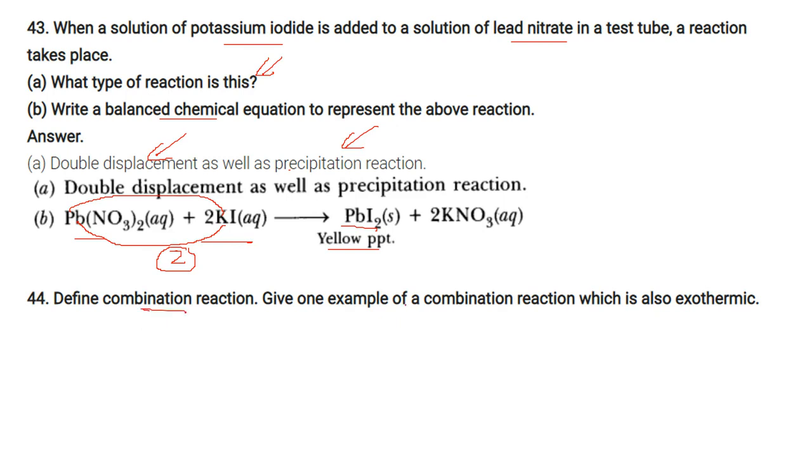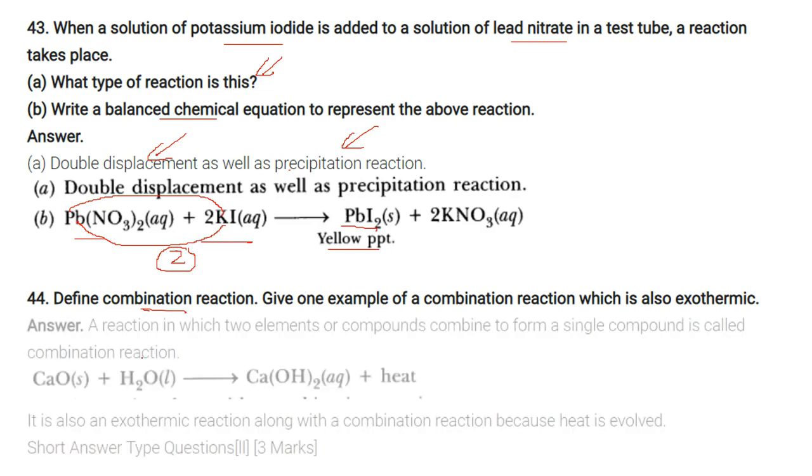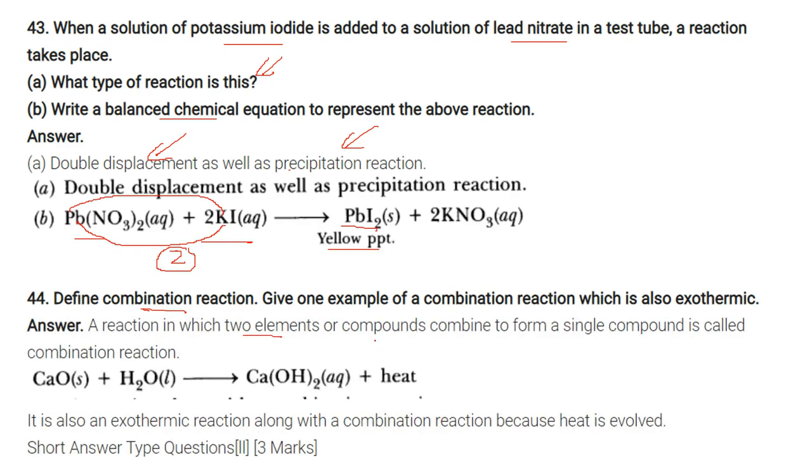Define combination reaction. Give an example of a combination reaction which is also exothermic. Combination means two or more substances combine together to form a single compound. So a reaction in which two elements or compounds combine to form a single compound is known as a combination reaction. See, calcium oxide combined with water gives you calcium hydroxide along with some heat, and because of this heat, it is an exothermic reaction.